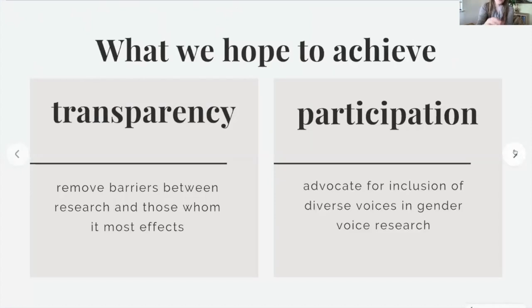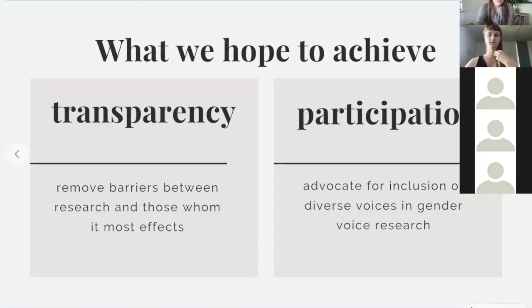Just a brief overview of why we're doing this, what we hope to achieve. This is the same slide as last time. Transparency, so removing the barriers between the research, or the researcher in this case, and those whom it most affects, so people who are looking to modify their voices. And also a little bit of awareness around participation, so advocating for inclusivity of diverse voices in gender voice research, like Lily's.